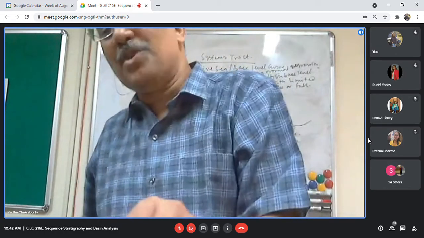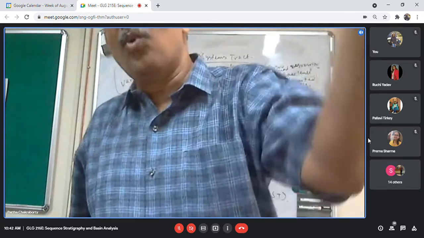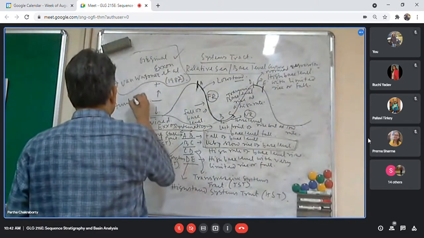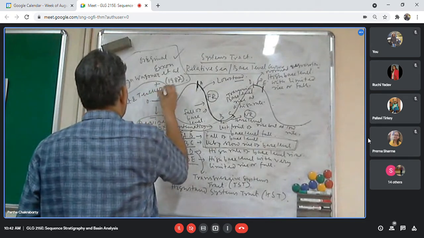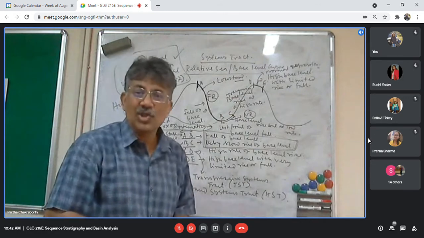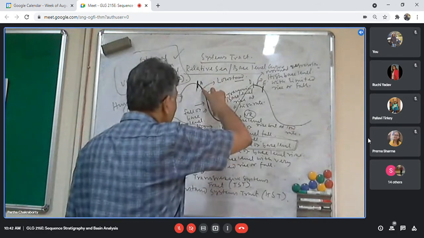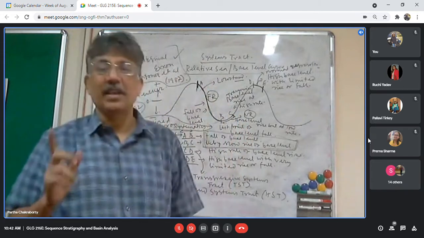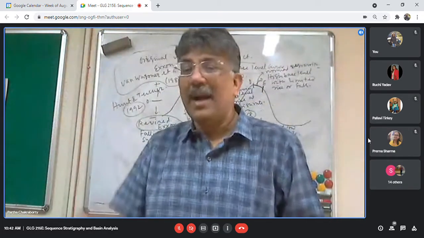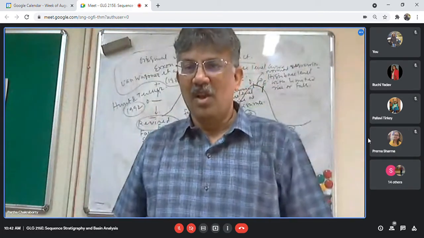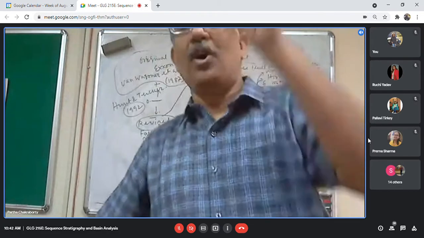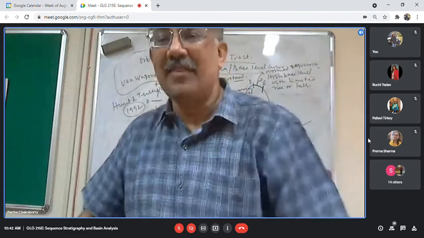The concept of forced regression and normal regression came with the work of Hunt and Tucker in 1992. They actually saw that it is not the same thing happening when the base level is actively falling and when the base level is not actively falling. Instead, it is slowly rising. So you are seeing the regressive tendency, but the two regressions are not the same. One is a product of active base level fall, another is a product of slow rise of the base level.